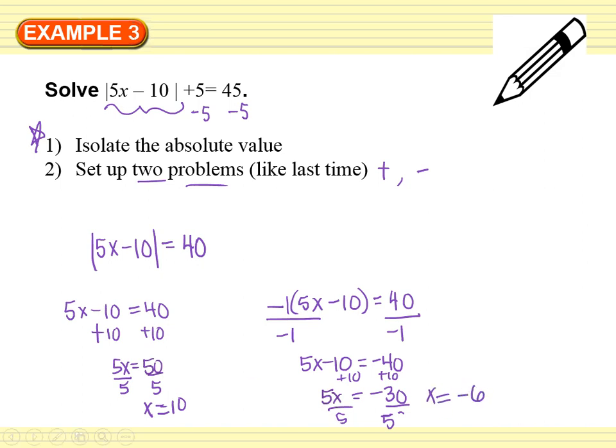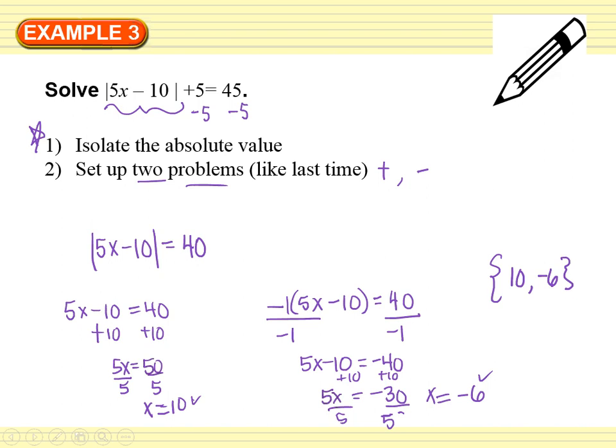Now I can plug these in and see if they both work. Go back to the original, okay? 10 times 5 is 50, 50 minus 10 is 40, absolute value of 40 is 40, 40 plus 5 is 45. So it checks, good deal. Negative 6, negative 6 times 5 is negative 30, minus 10 is negative 40. The absolute value of negative 40 is positive 40. And 40 plus 5 is 45. So it checks. So the two solutions are 10 and negative 6.